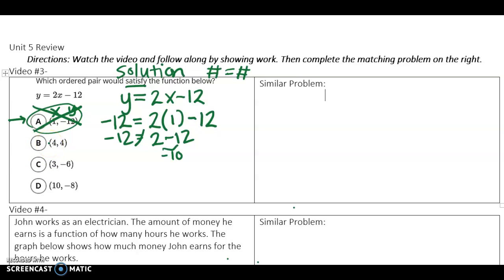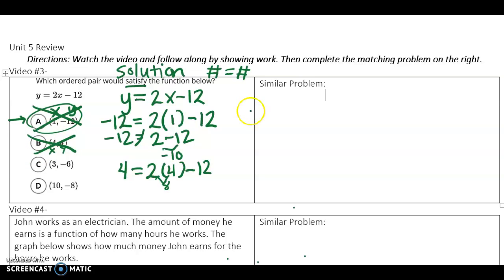Now I'm going to rewrite, substituting in 4 for x and actually 4 for y as well. So 4 equals 2 instead of x. I'm also writing 4 and then minus 12. I can already see that this is going to be 8, and 8 minus 12 would give me a negative 4, so B is not the right option either.